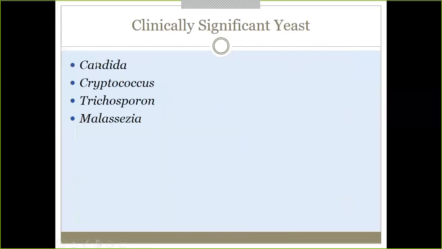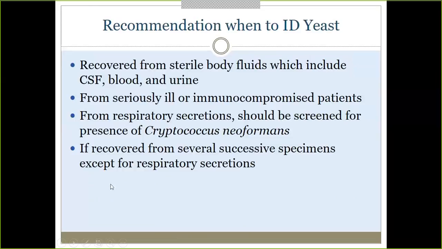All right, here are the clinically significant yeast: Candida, Cryptococcus, Trichosporon, and Malassezia. When we identify yeast, anytime you're involving a sterile body fluid, like cerebrospinal fluid, you better identify any yeast there. Blood, urine, none of that should ever have yeast. If you are taking it from a very immunocompromised patient, always identify and work up the yeast. Anything respiratory that might be Cryptococcus neoformans should be identified.